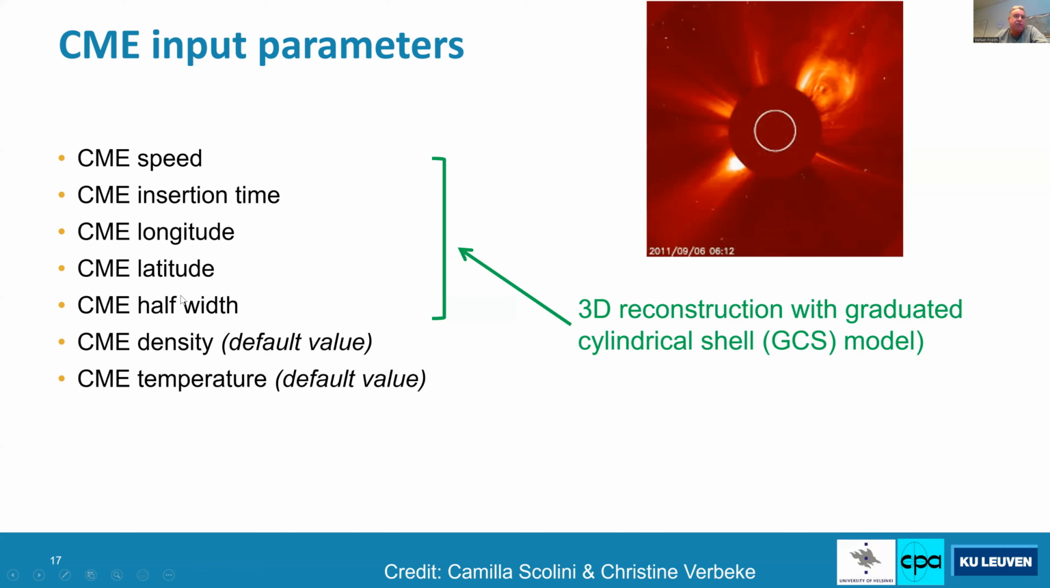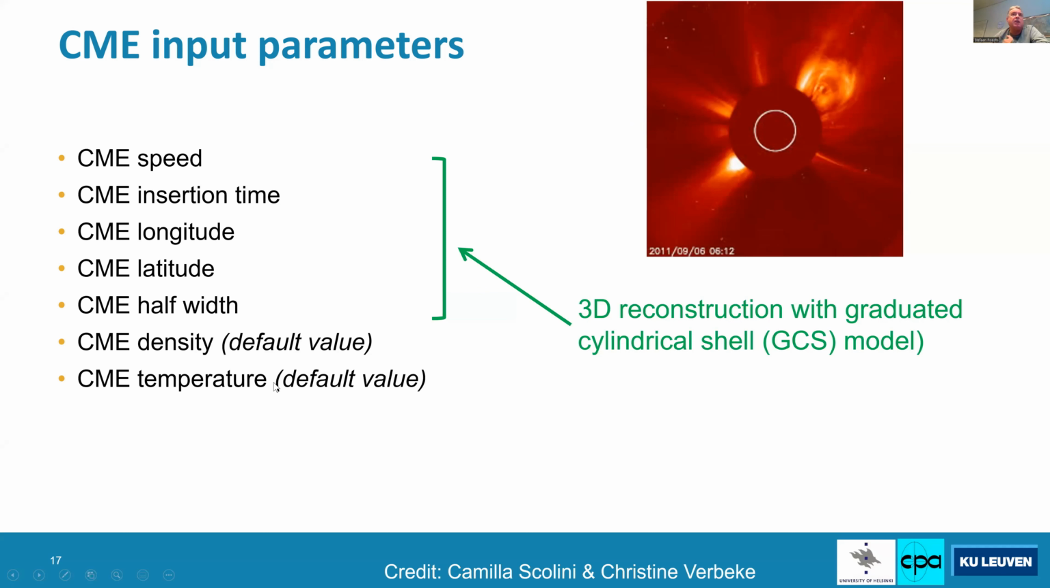For the first 5 parameters, we can use 3D reconstruction techniques with the graduated cylindrical shell model, the GCS model. For the last 2, actually, we have no input from observations. We have no measurements of the density, no measurements of the temperature.